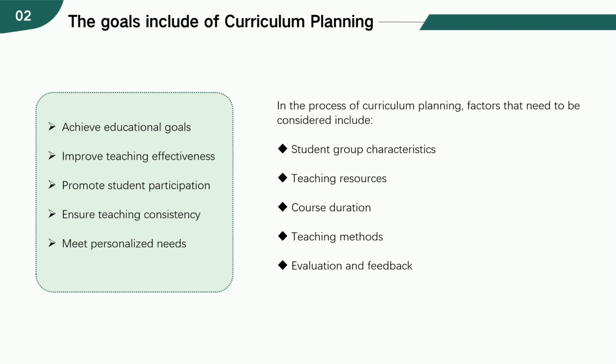So, in the process of curriculum planning, factors that need to be considered include student group characteristics: understand the students' age, level, subject background, interest, and hobbies, and so on, so as to adjust the course content and teaching methods according to their characteristics.